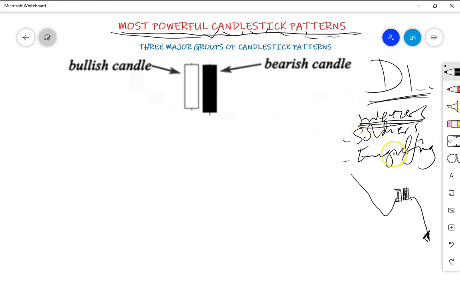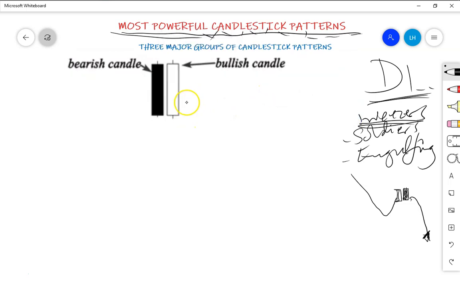Now things go on, and we have other types of tweezer. We have the second type of tweezer. It is a tweezer bottom. This was a tweezer top, and now we have a tweezer bottom, which is what we call a bullish tweezer. Let's go straight to that. A bullish tweezer is something like this, made up of a bearish candle which comes first, and then a bullish candle comes after.